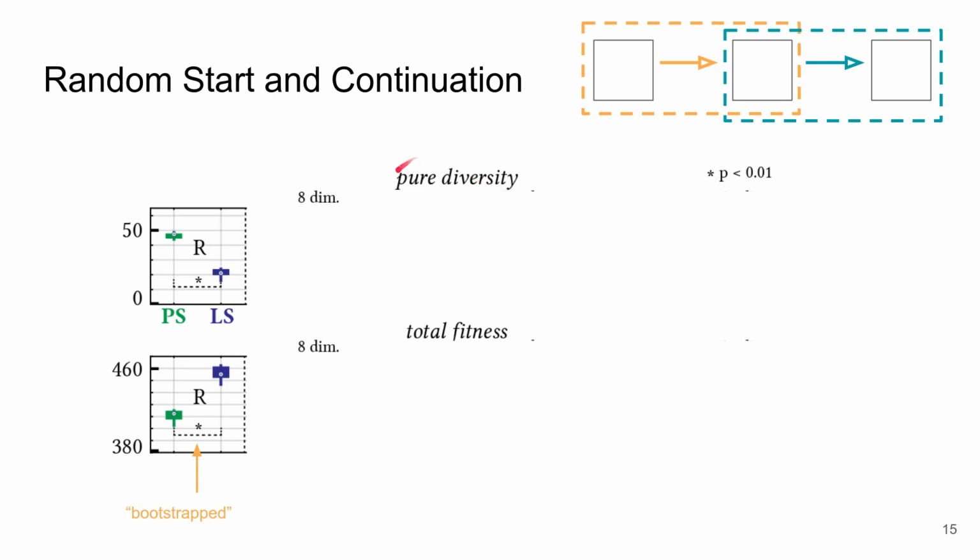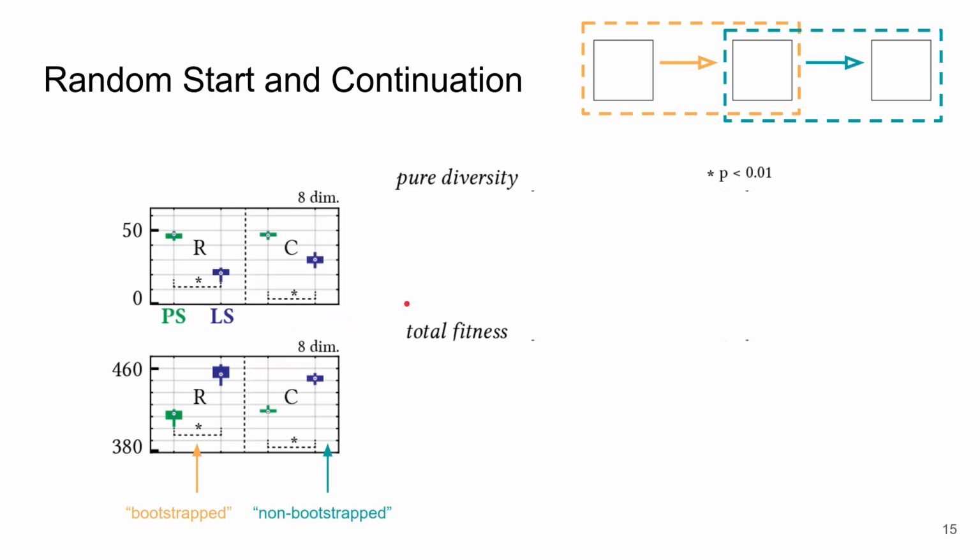We show on the top the pure diversity, which is a metric that is explained in the paper, and on the bottom the total fitness of the entire shape set. So the pure diversity of the full shape set produced with parameter search with a bottleneck of 8 dimensions. So we use the VAE for niching, but parameter search as a search space. In the random, so bootstrap case, we see that the diversity of the parameter search is much higher than that of the latent search. The fitness is vice versa.